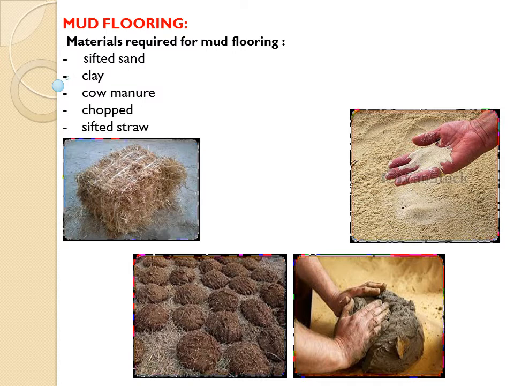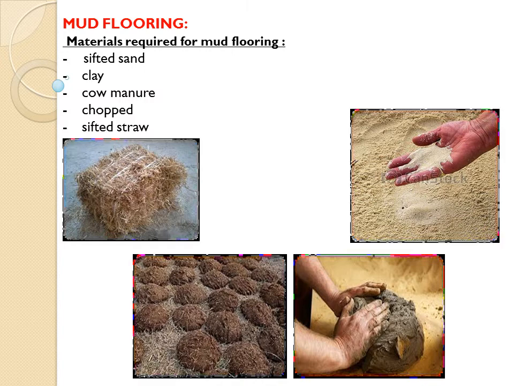Next, the clay, which is usually again found near the water banks, used for pottery. Different utensils are made out of it with the mud pottery. Then the cow dung, which is a product or waste generated from animals. Next, the straws, the chopped and sifted straws. These are the dry tree waste which we usually find in agricultural land.